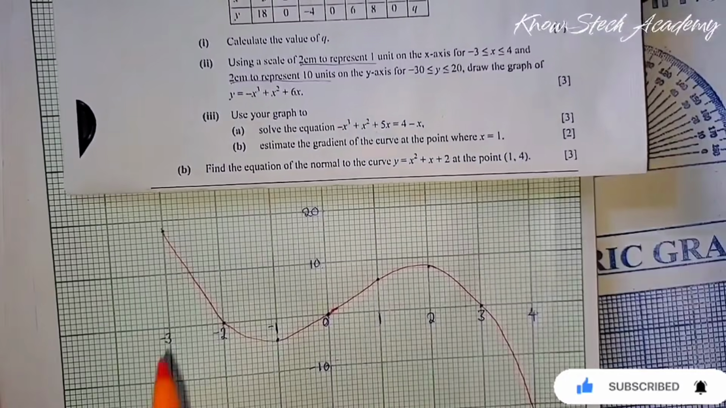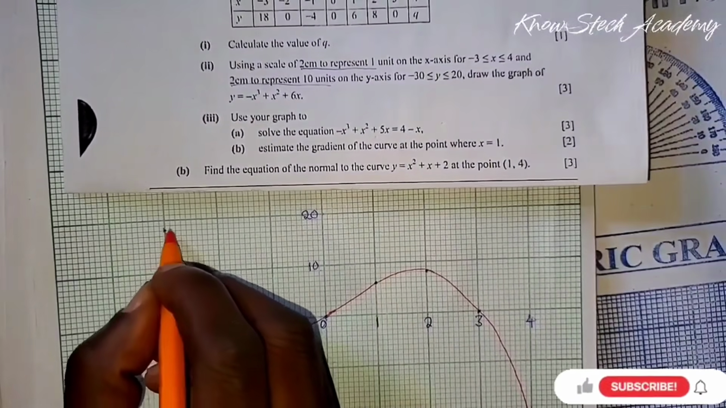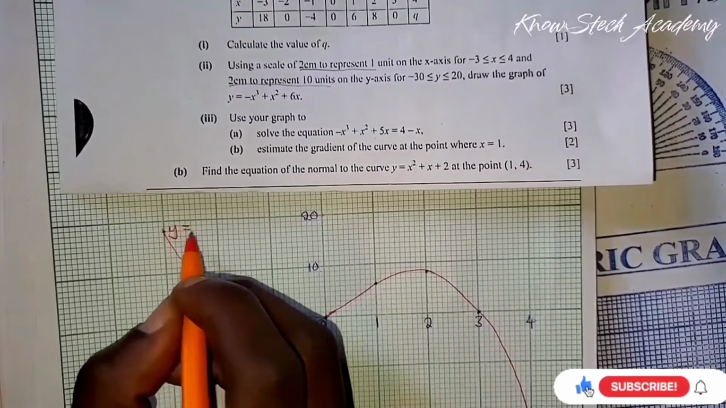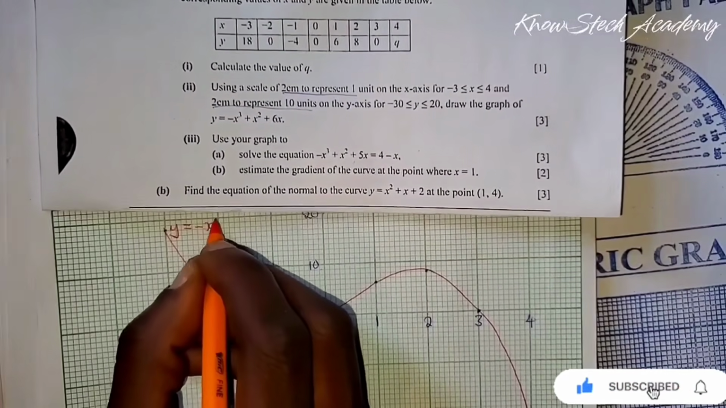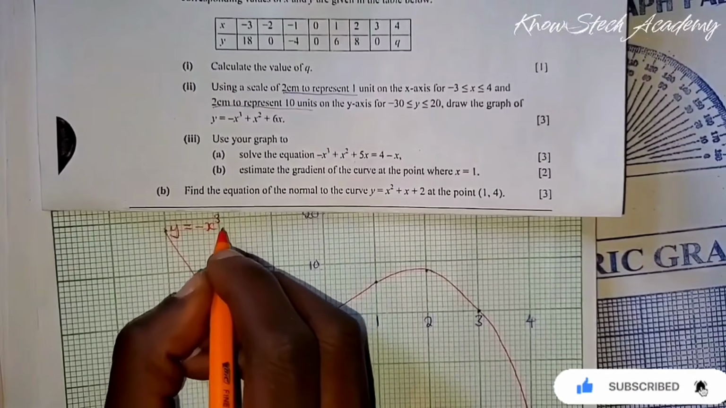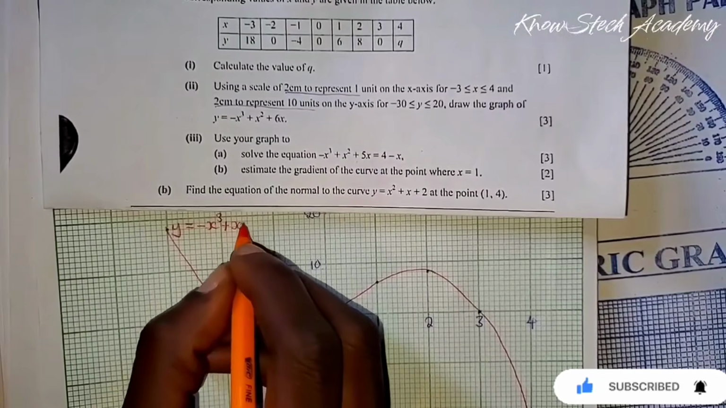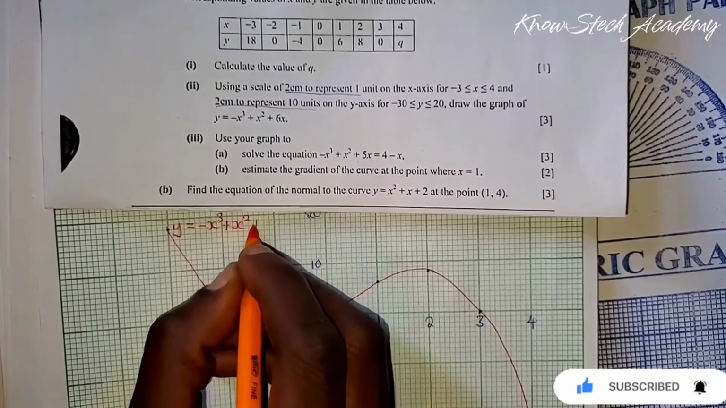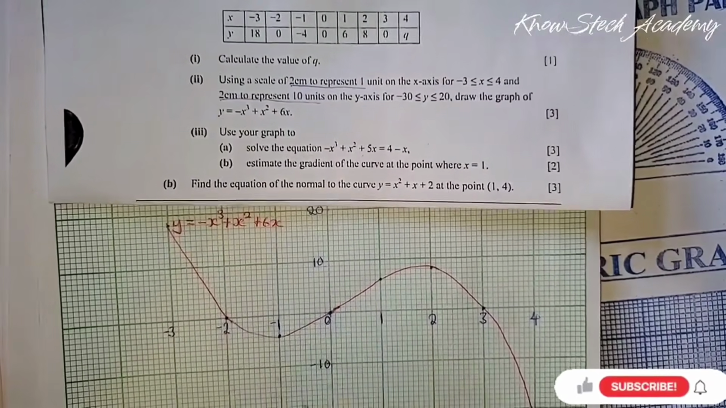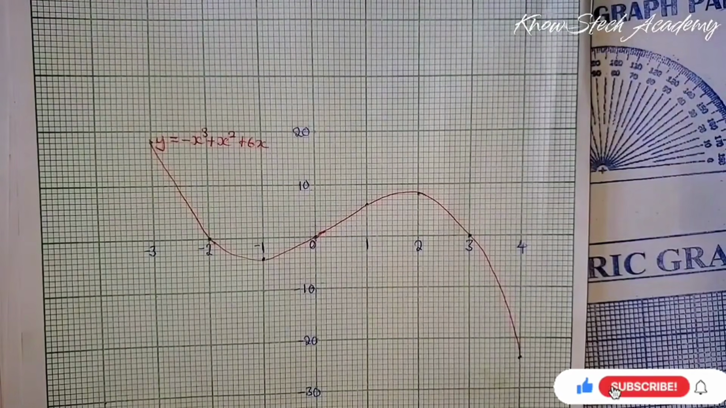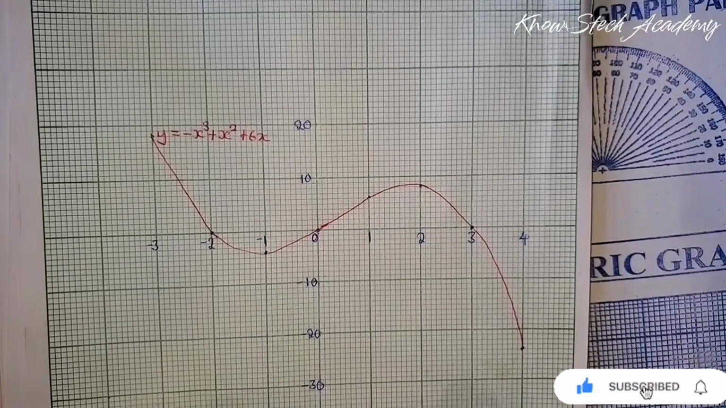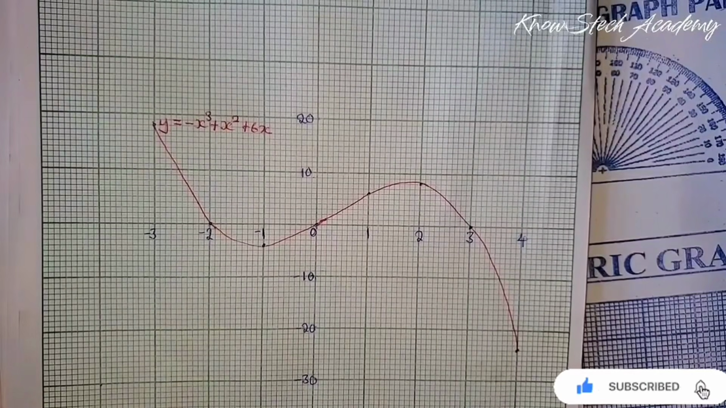So you can just write clearly, nicely here. This shape is y equals negative x cubed plus x squared plus 6x. Something like this. Alright, so this is nice. We can go to the next question.